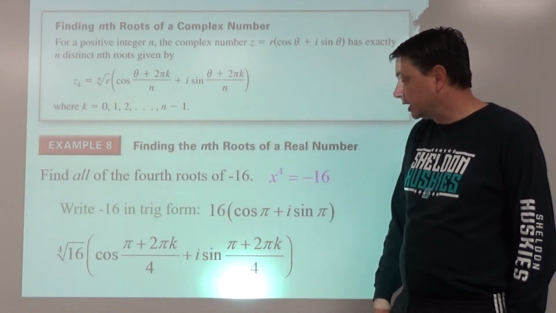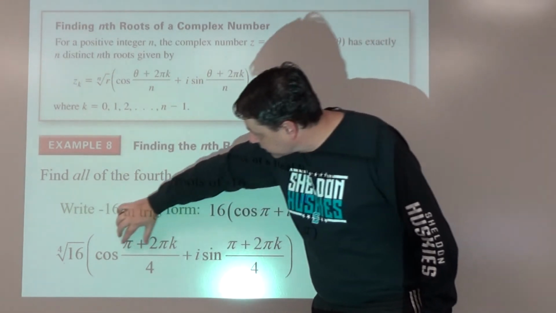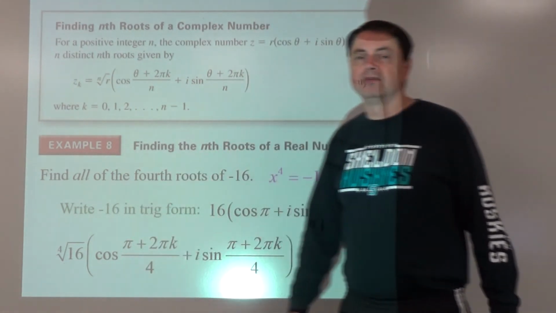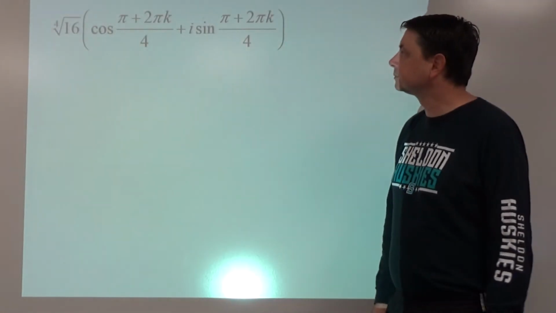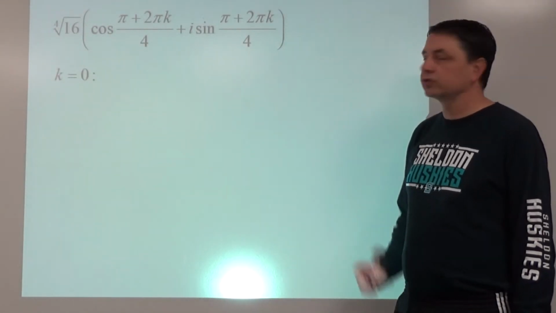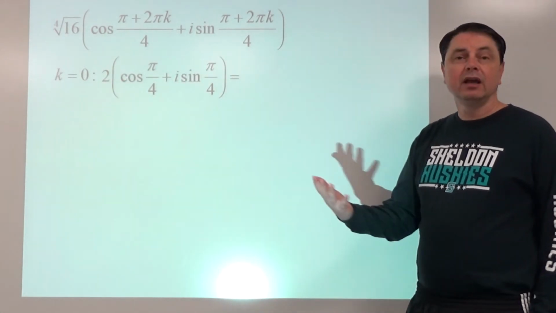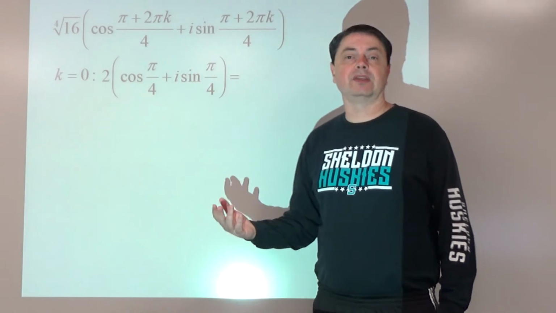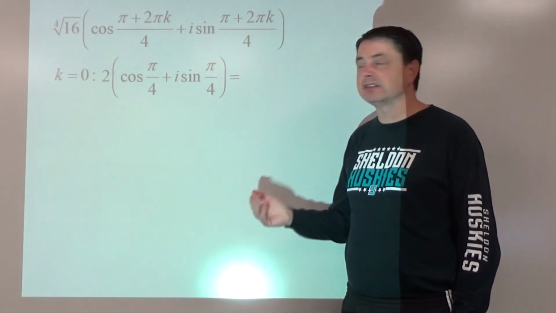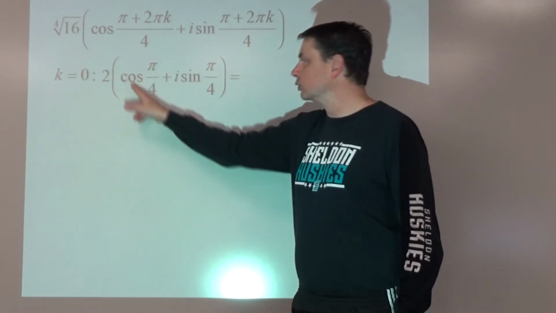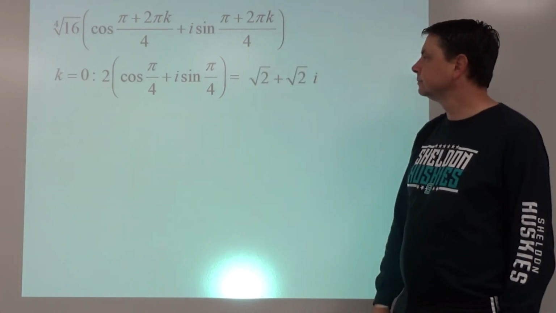So we'd start by plugging in a 0, which makes this disappear. We're going to talk about cosine of pi over 4. We know the fourth root of 16 is going to be 2. So we'll start with k is 0, and that's what we get. In some instances, you might just want it in trig form, and that would be good enough. If we want it in standard form, we would evaluate root 2 over 2, root 2 over 2, distribute the 2.